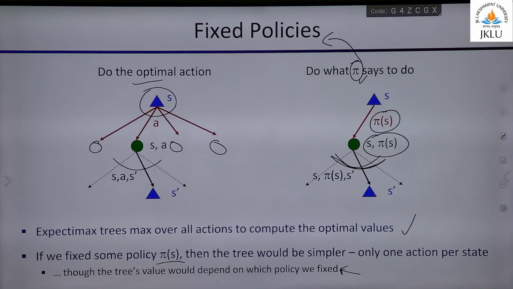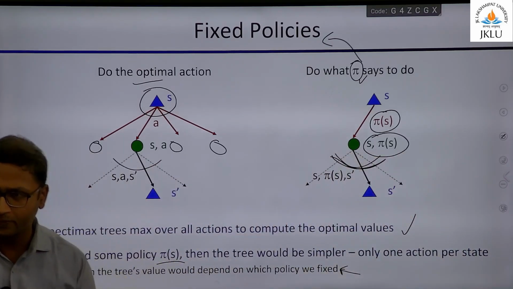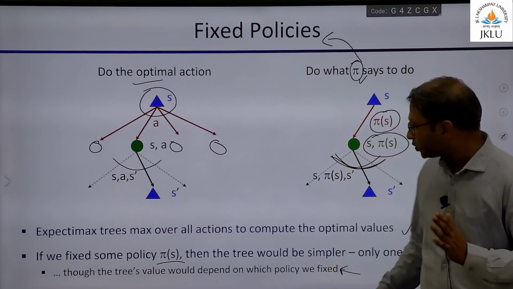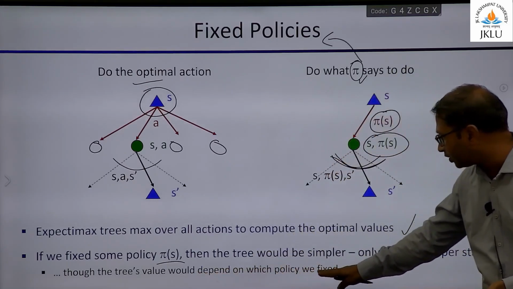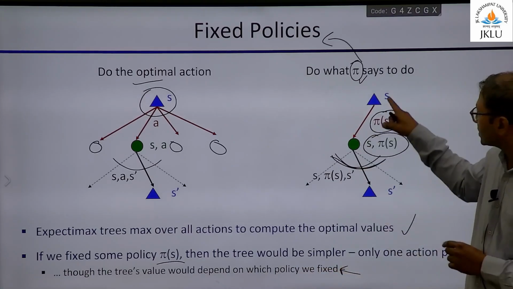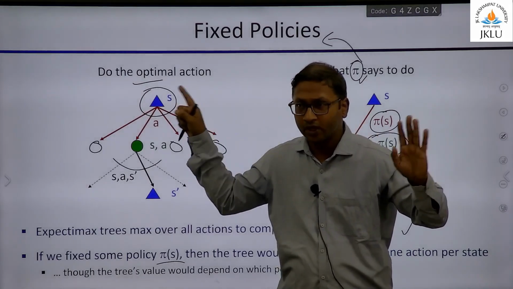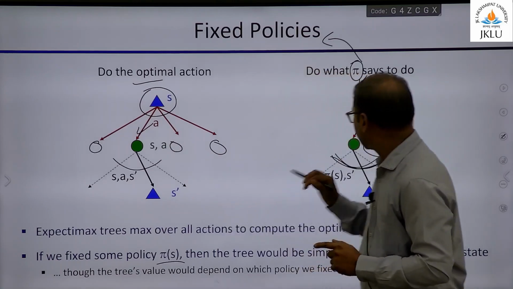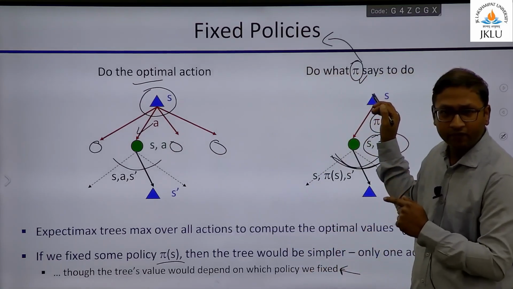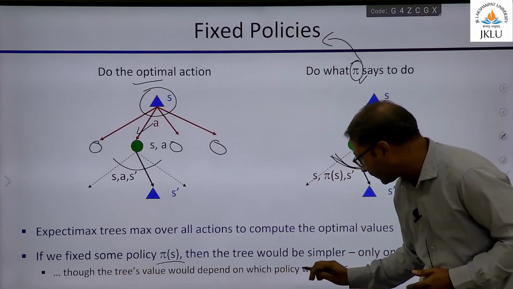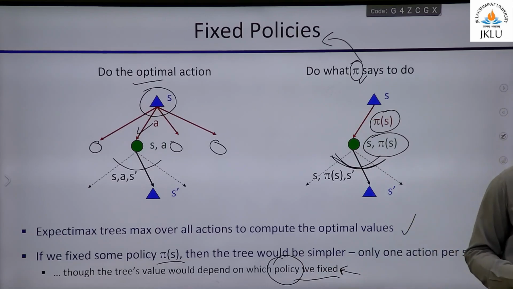Try to discuss as much as possible now, because we are almost there. In the next lecture or the one after, we'll be on reinforcement learning. So what does this mean? The tree's value would depend on which policy we fixed, because earlier, what were we doing with these values? We were computing the max. Now let's say this was the max, but this is not the max. The value here will come from this particular action, but it's not the max. So the value depends on the policy we fixed: it can be the max, it can be not the max, and so on.